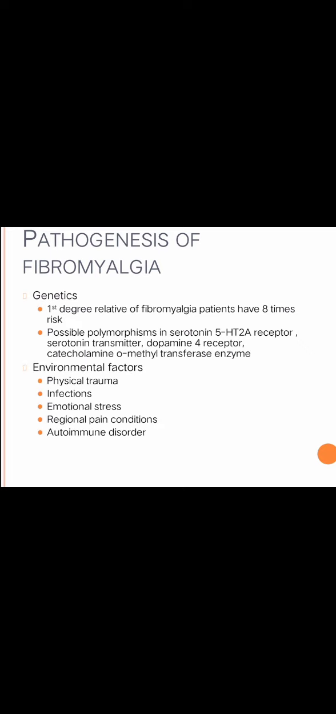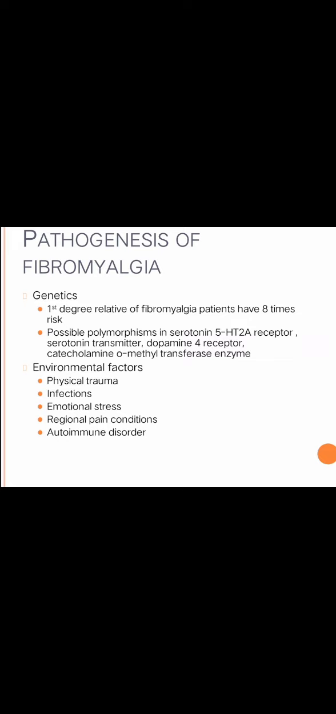The pathogenesis of fibromyalgia remains uncertain and somewhat controversial. There's some evidence for a genetic predisposition for fibromyalgia, since first-degree relatives of fibromyalgia patients are 8 times more likely to develop fibromyalgia as well. Also, there has been some investigation into possible polymorphism in the serotonin 5-HT2A receptor, serotonin transporter, dopamine 4 receptor, and catecholamine O-methyltransferase enzyme as involved in the pathogenesis of fibromyalgia.